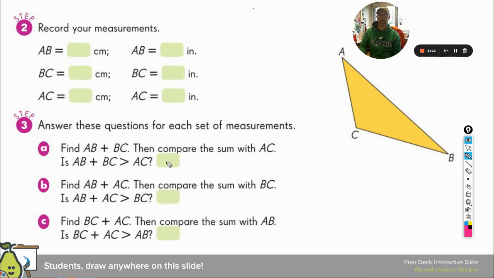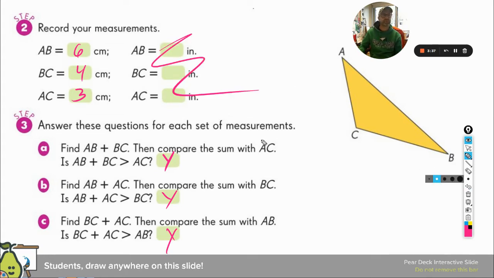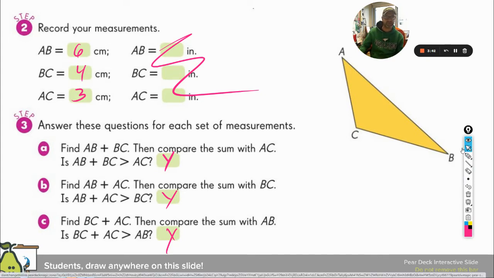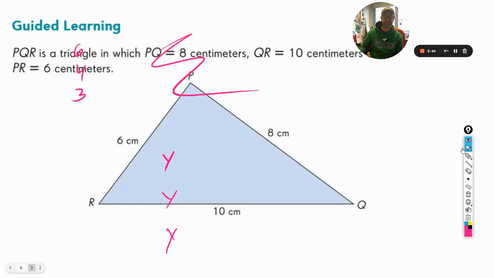Is AB plus BC greater than AC? 6, 4, 3. Yes. AB plus AC greater than BC? Yes. BC plus AC greater than AB? Yes. Same thing we just did. And I measured in centimeters, but it works the same way in inches. If you need to pause and read this, go ahead, but I think we got the idea.